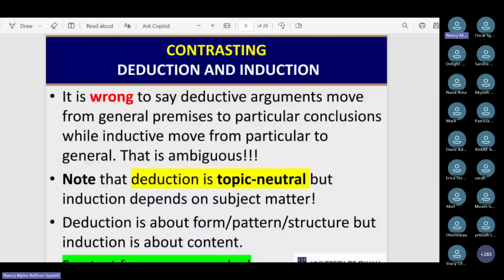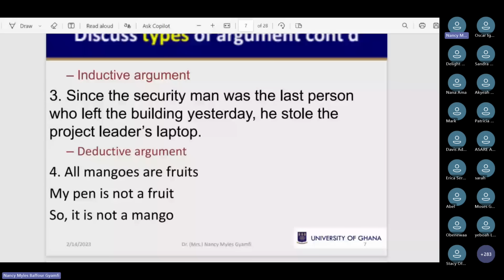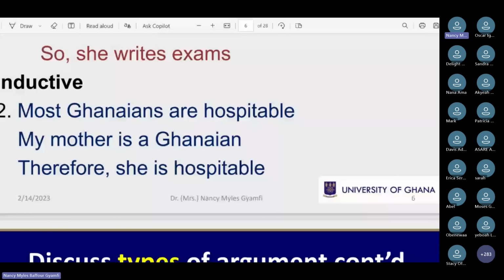If I say most women, like the one we saw earlier, so let's go to that. Look at this one. Most Ghanaians are hospitable. That statement there is a generalization. It's a statistical generalization. Most Ghanaians are hospitable. That's a generalization. My mother is a Ghanaian, therefore she's hospitable. So this is moving from general to particular. Yet the reasoning is inductive. The conclusion is induced onto the premises. And so we don't want you to do that.